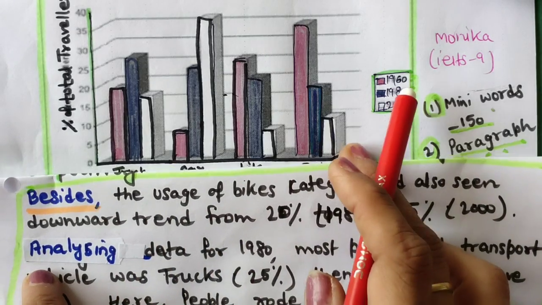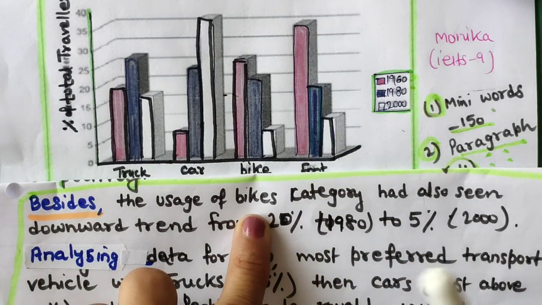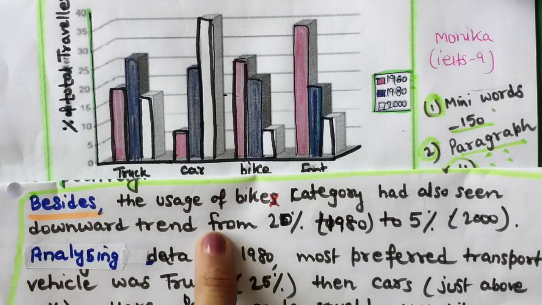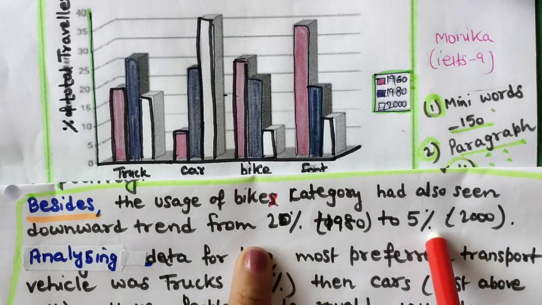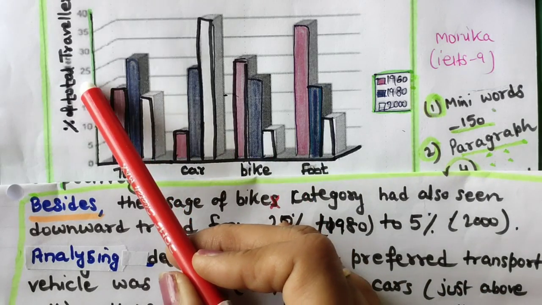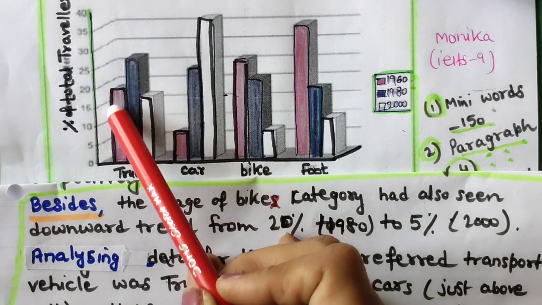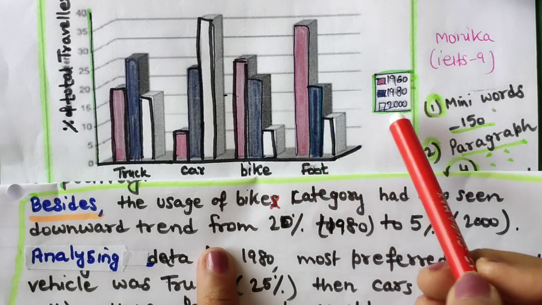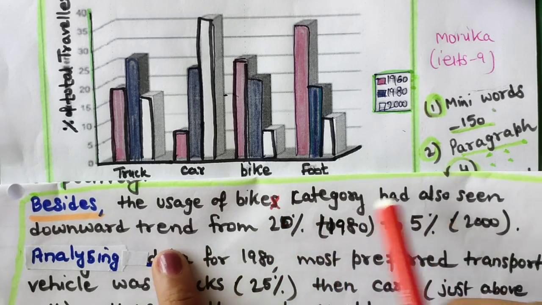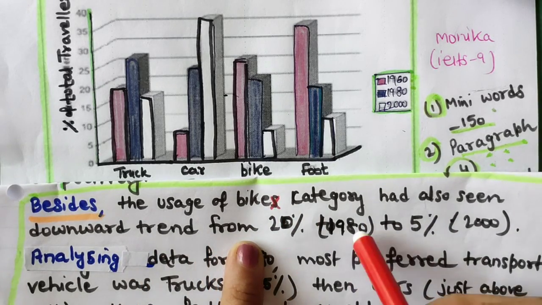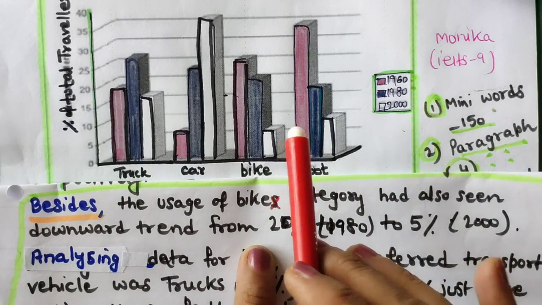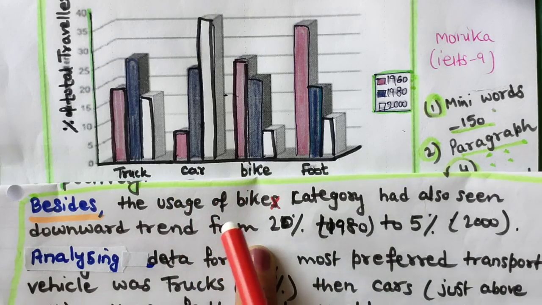Besides the usage of the bikes category, bike category had also seen a downward trend from 20% to 5%. See this, 20%, no, sorry, bike is here. Okay, bike is here. So usage of the bike category had also seen a downward trend from 20% in 1980 to 5%. So I have compared both years in one category. You can also do this, but if you are confused, then I will show you another way.